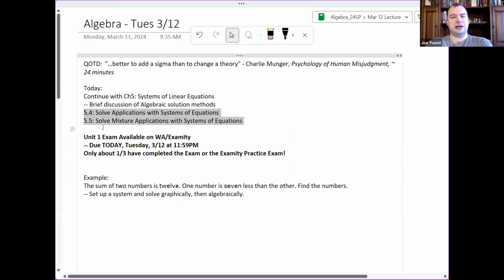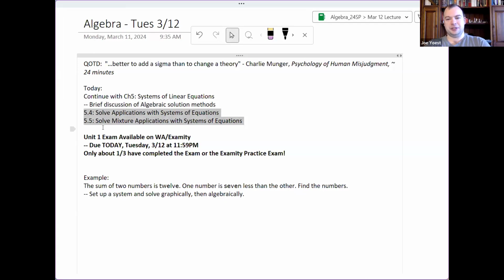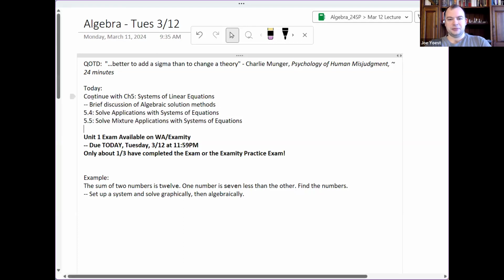And then 5.4 and 5.5 are on solving applications, either general applications or mixtures. So that's the plan for today.